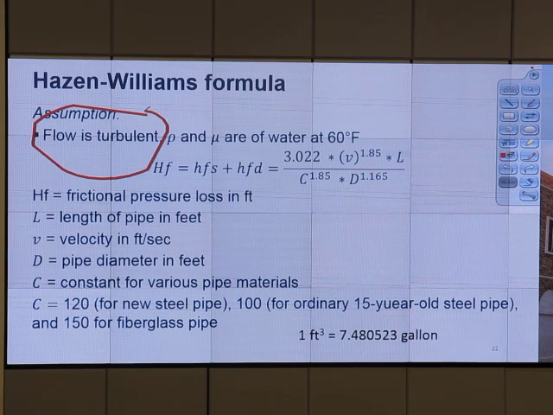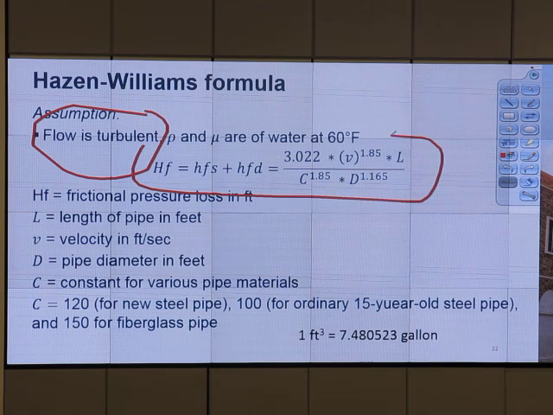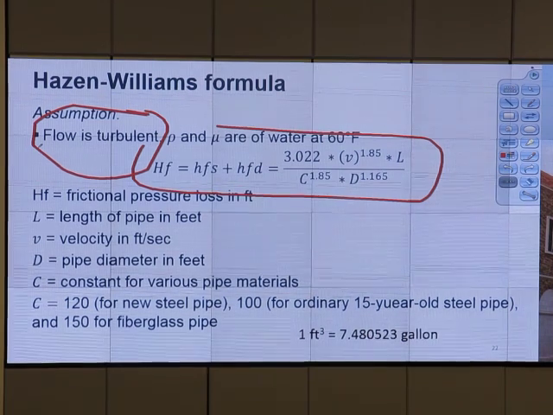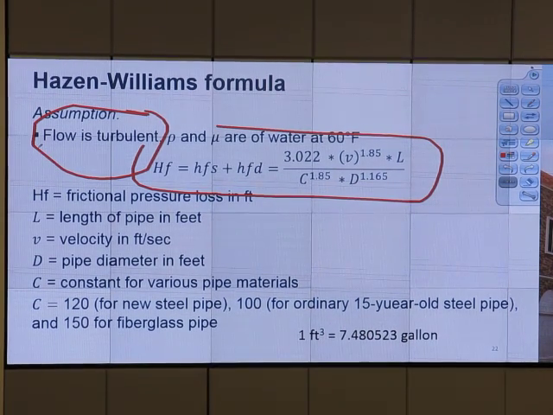If you have laminar flow, Chris, which one? Okay, Chris with the hand. If you have laminar flow, what do you do? How do you calculate your pressure drop? If you have laminar flow in a pipe, how do we calculate pressure drop? Is the Hazen-Williams equation valid for laminar flow? No. So what do we do? Use another equation. What is that?